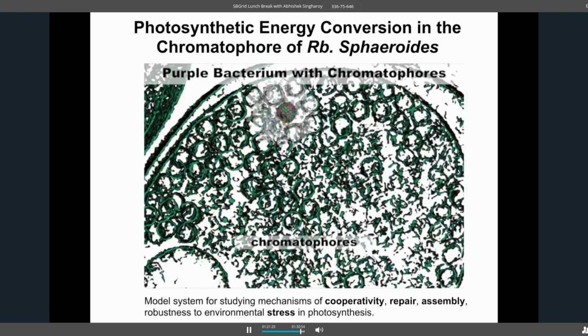It's called Rhodobacter sphaeroides, and within this tomography image is embedded an organelle, which is a photosynthetic organelle called the chromatophore. It absorbs sunlight and makes ATP. It's a model system for understanding photosynthesis, for understanding the ideas of cooperativity, repair, assembly, and stress response in photosynthesis.